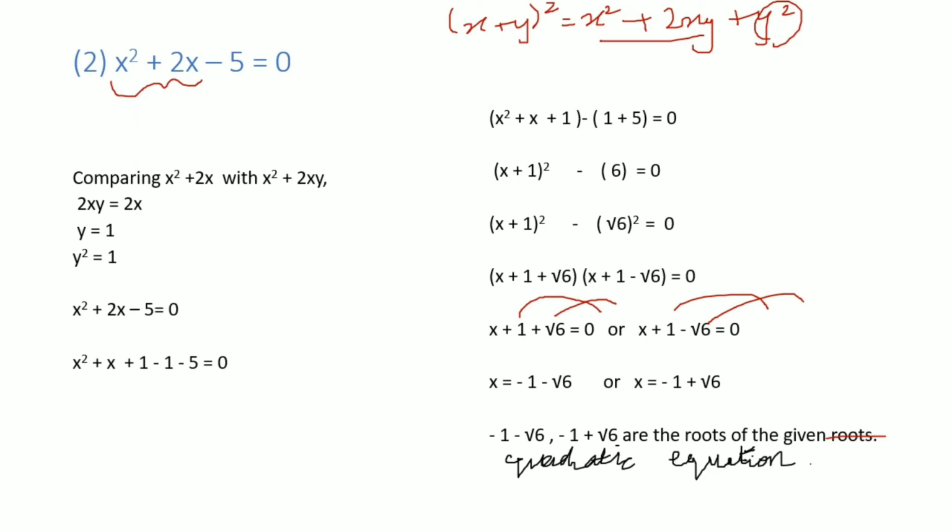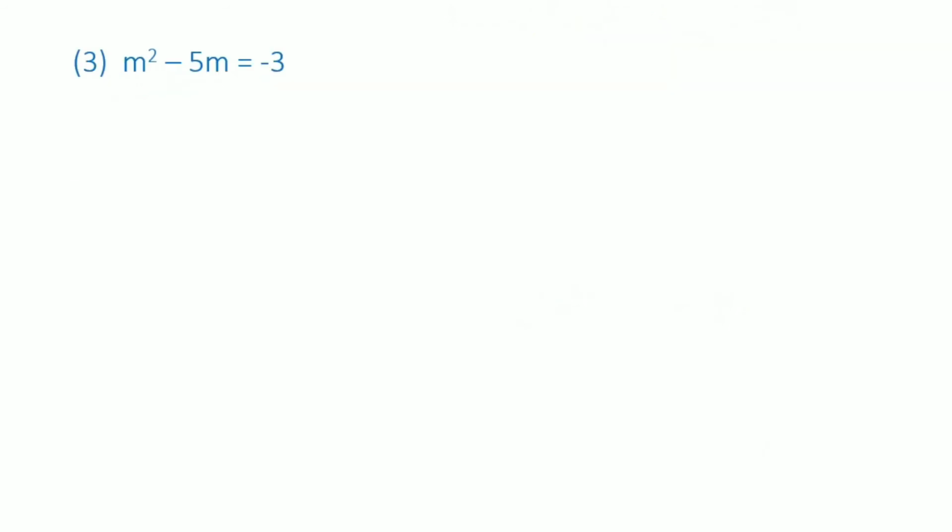Now let us move towards the third question. So m square minus 5m is equal to minus 3. So as always, we are going to check whether this first step is proper or not. So whether this equation is in the form of ax square plus bx plus c, is it in that form? So if you see here, it's not in a correct form.